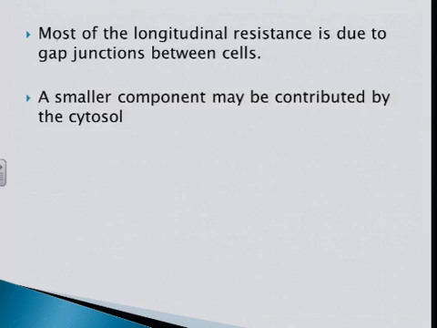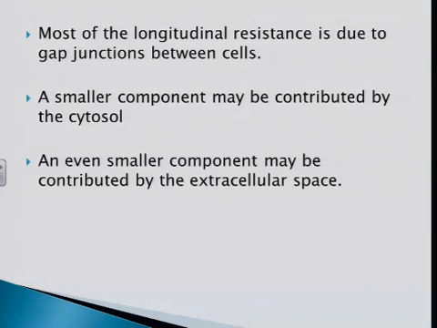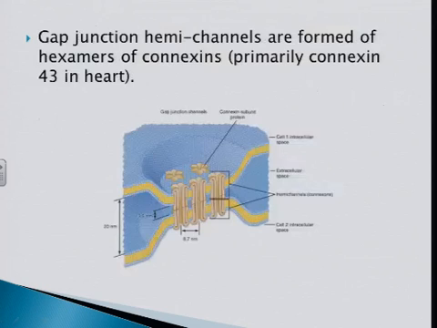And this gets even worse when you have disease. When you've got this small component, it can be contributed by the cytosol. And there's an even smaller component that can be contributed sometimes by the extracellular space, particularly if you start to have edema, the cells swell, and the spaces basically get constricted very highly. But in general, in looking at propagation of electrical impulses, we treat it as though that resistance is due to the gap junctions between cells. So, a gap junction.